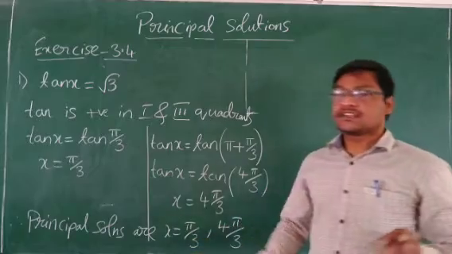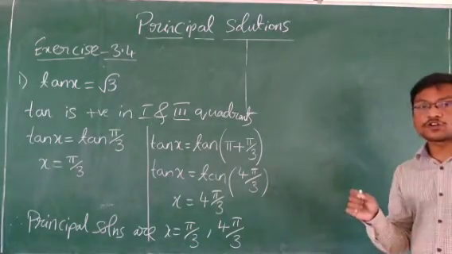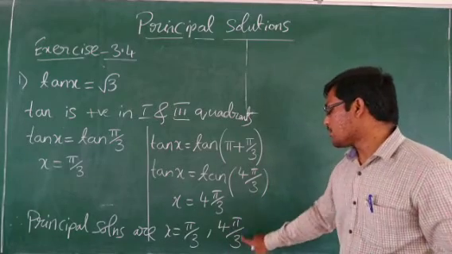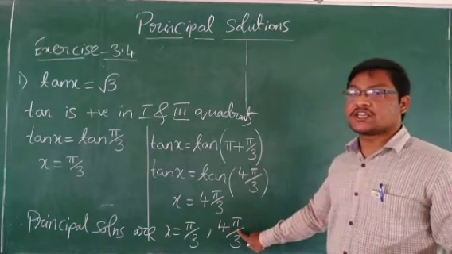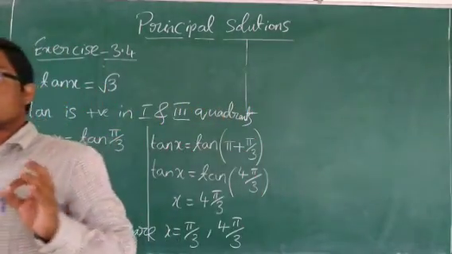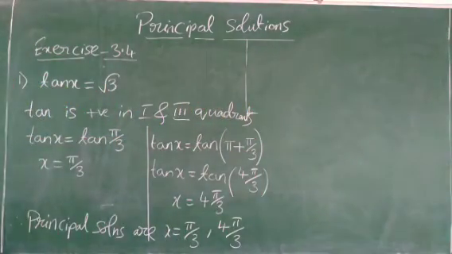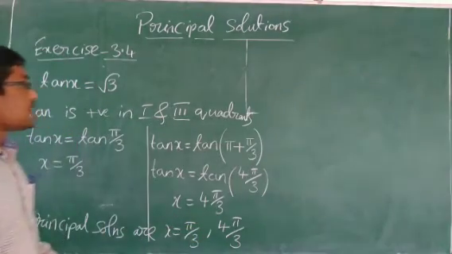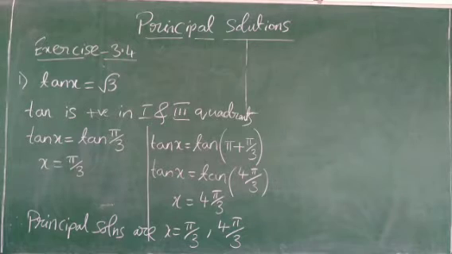See, pi by 3 is 60. 60 is between 0 to 360. 4 pi by 3 is 4 into pi by 3, which is 4 into 60, that is 240. 240 is also between 0 to 360. Therefore, these two solutions are called principal solutions.